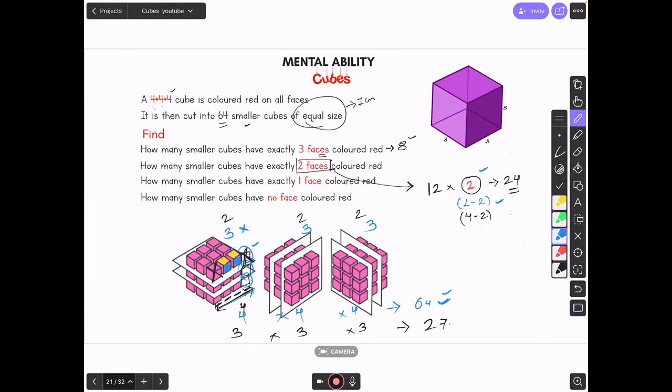Similarly, check it here now. One face is colored red. Where do you find one face colored red? On the face. Right? This is what we saw. 6 such faces are there. The question is, per face how many will you get?